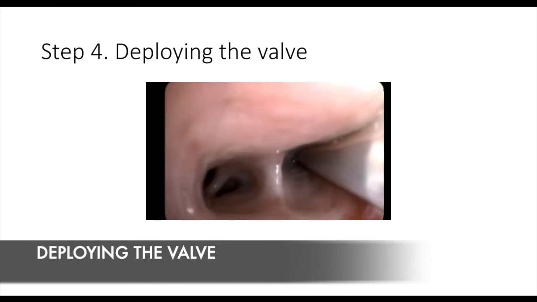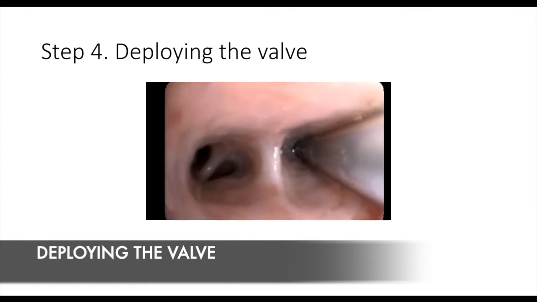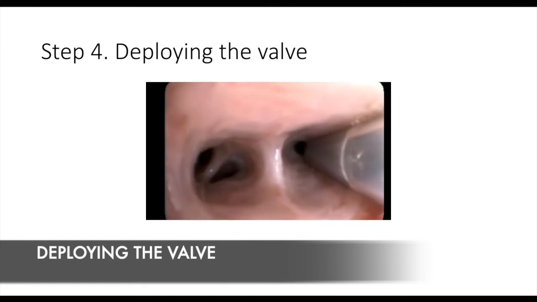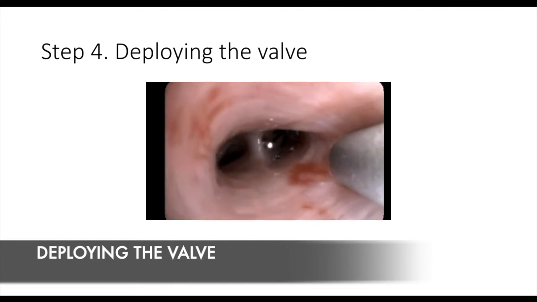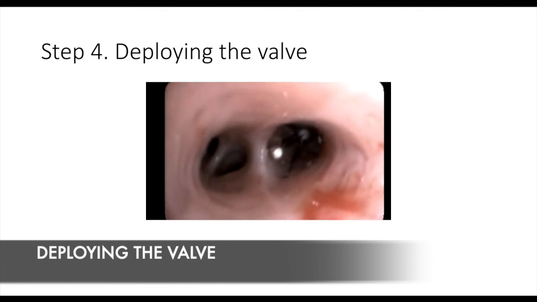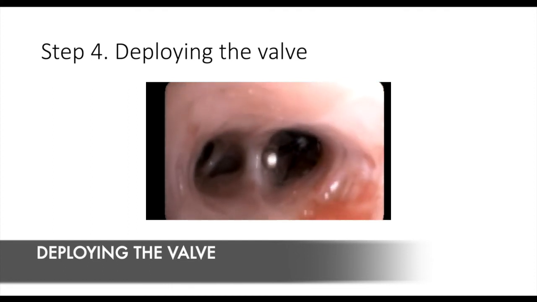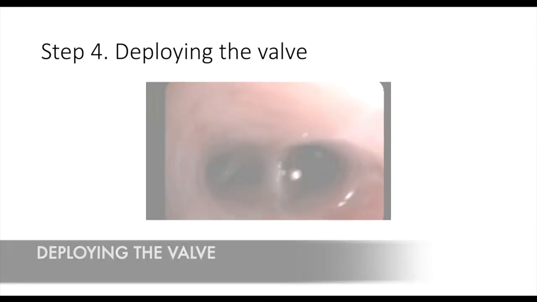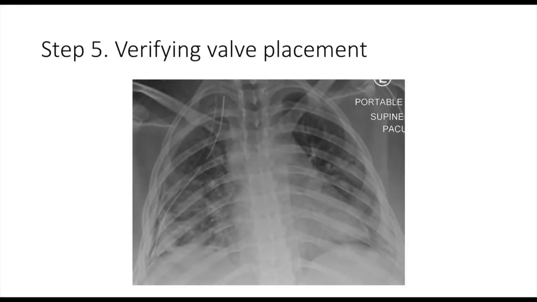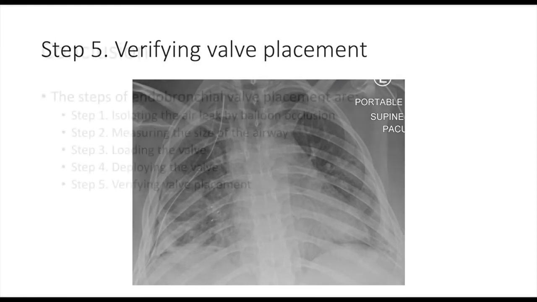Now that the valve has been deployed, visually confirm appropriate position, making sure that the valve is fully approximated with the target airway. Finally, after successful placement of the endobronchial valve, a chest film can confirm appropriate location. This X-ray will also be used as a baseline to compare location at subsequent visits.